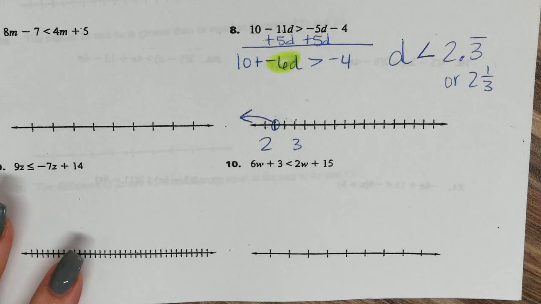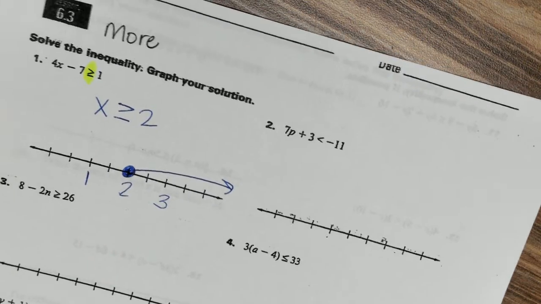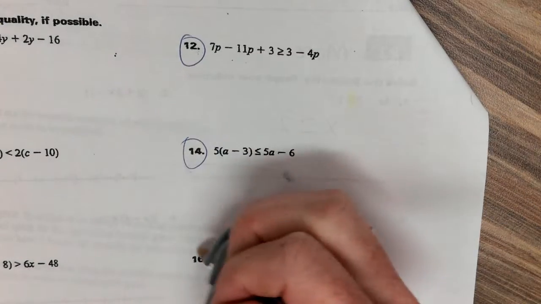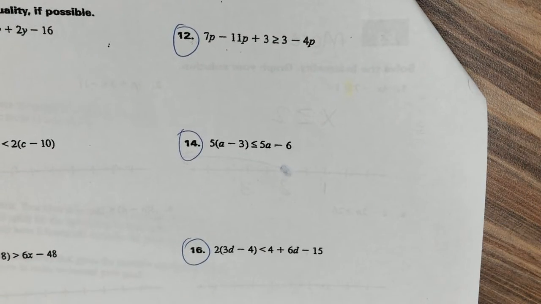Okay, any questions on the front? Okay, go to the next page. You are going to do the evens on this page. So circle them. You're going to do 12, 14, 16, 18, 20, and 22.